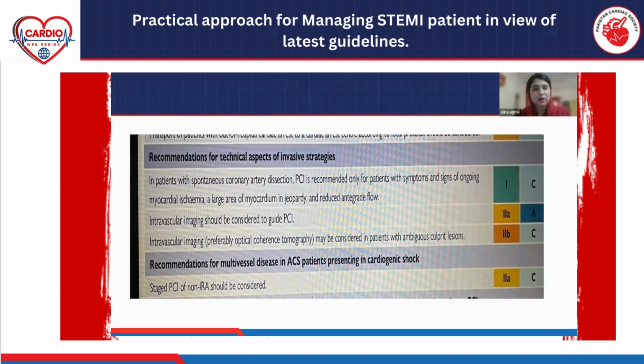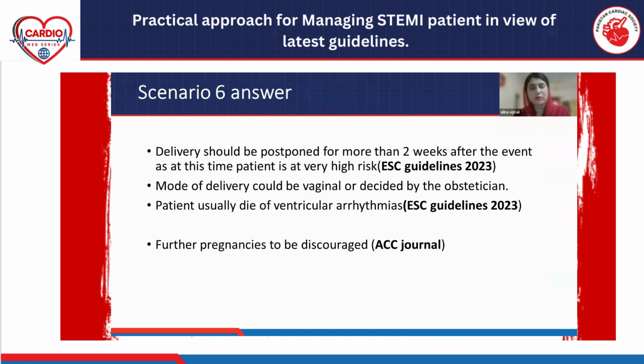So, in patients with spontaneous coronary artery dissection, PCI is recommended for patients with symptoms of ongoing myocardial ischemia and a large area of myocardium at risk. Intravascular imaging should be considered. This case has class 1 and class 2 indications. So, in this case, class 1 is PCI, and intravascular imaging should be done, which is class 2A. Now, the rest of the questions, how would we answer that?